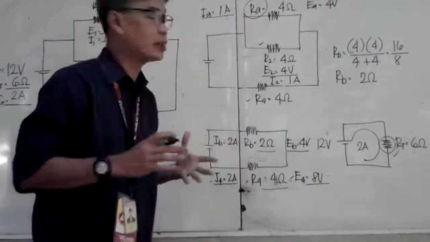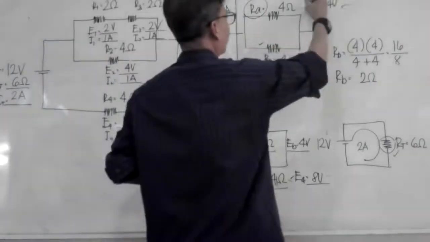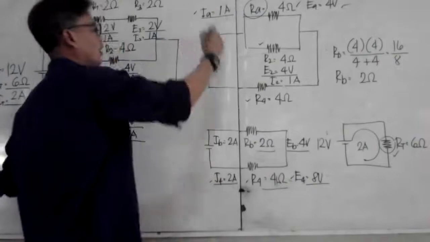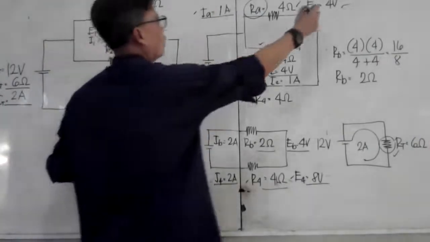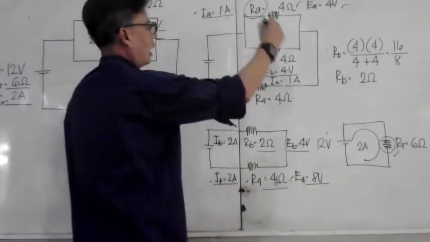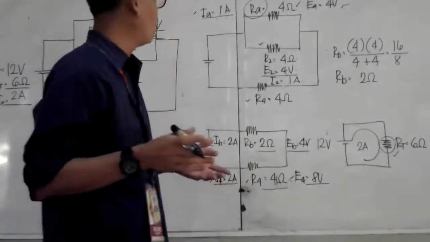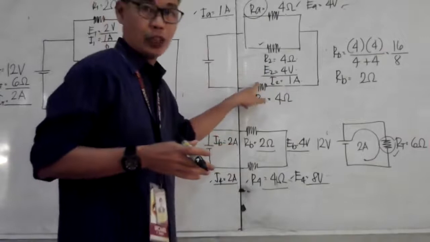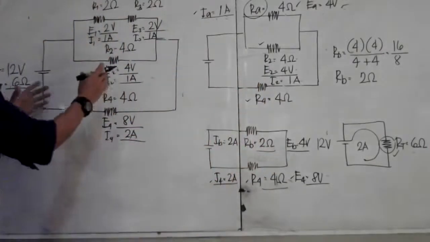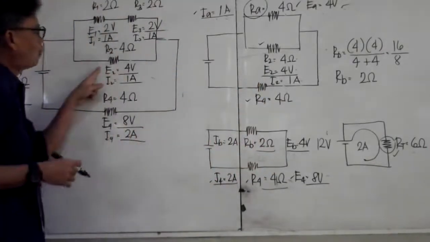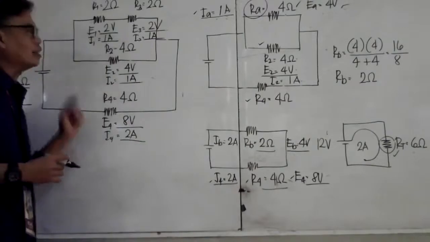Now, nakuha mo na 4 volts, may voltage ka na, may resistance ka na, you can compute for your current. So, that's just 4 divided by 4 is 1, and 4 divided by 4 is 1. So, 1 ampere sila. Now, you have the value of E2 and I2. So, you can transfer it dito sa answer na. So, 4 and 1. Okay.